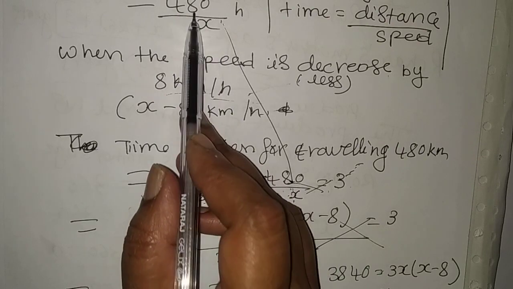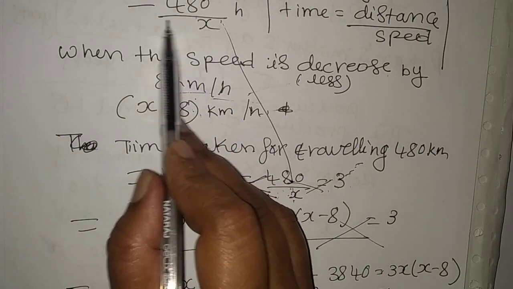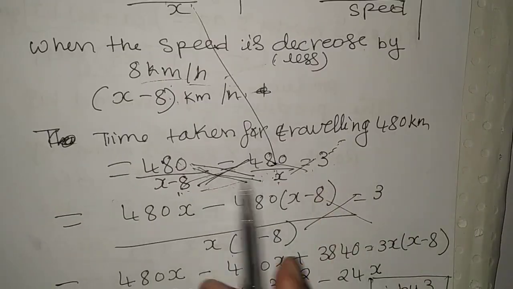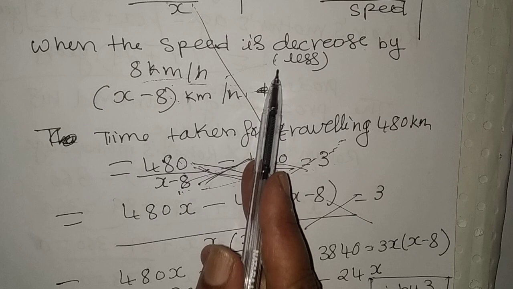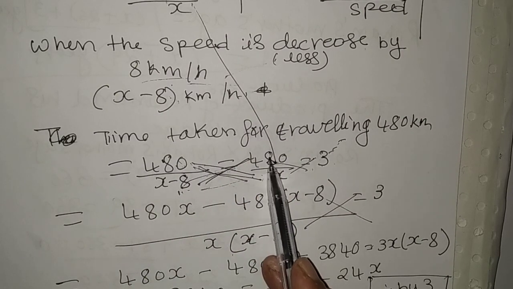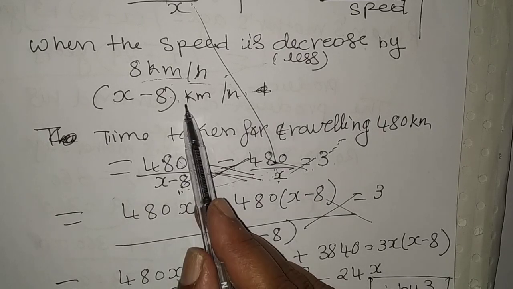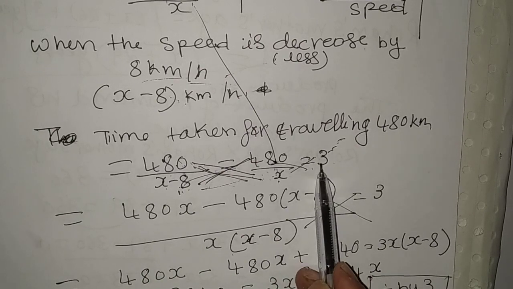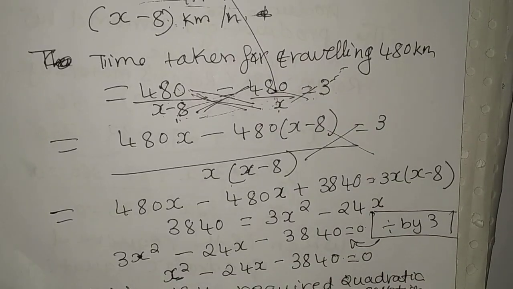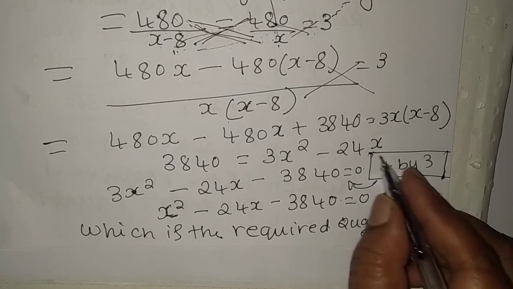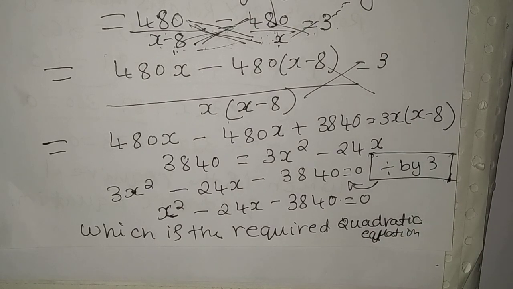So the only thing here is that we have to take the normal, uniform speed before, and equate it to the expression for the speed decreased by 8 kilometers per hour. That will become 480 by x and 480 by x minus 8, which will be equal to 3. Then we have to cross multiply, simplify it, and we'll get back the quadratic equation. So this completes the question 2.